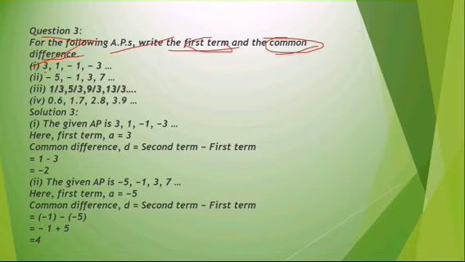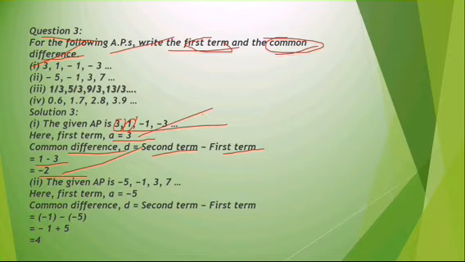The given series is 3, 1, -1 and -3. So we can observe that the first term is A, that is 3, and the second term is 1. And if we want the common difference, we can find it by second term minus first term, that is 1 minus 3, that is -2. So we have got the common difference and the first term.